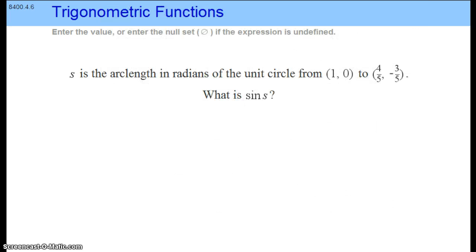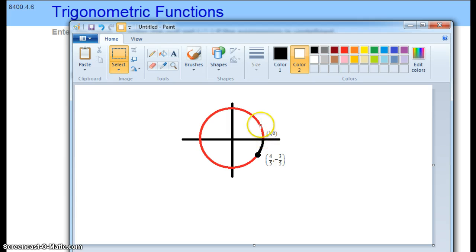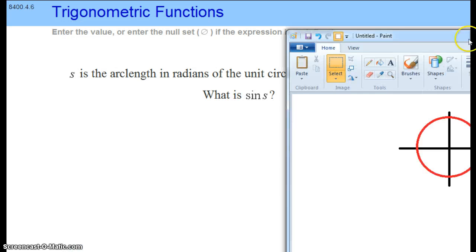So I made a little drawing ahead of time. Here's my little drawing. We first plot the point (4/5, -3/5). That's roughly here. And we're going to go counterclockwise. This is going to be the whole arc length, and that's what S is. S is this whole arc length, so S of something is going to equal this. And now it's asking, what is sine of S?